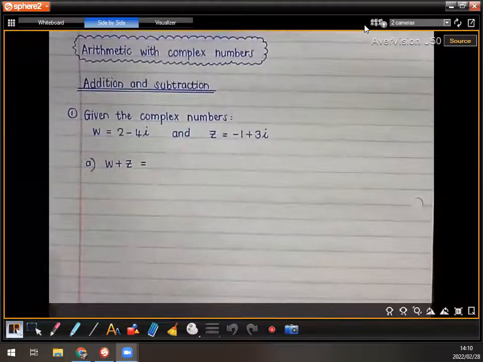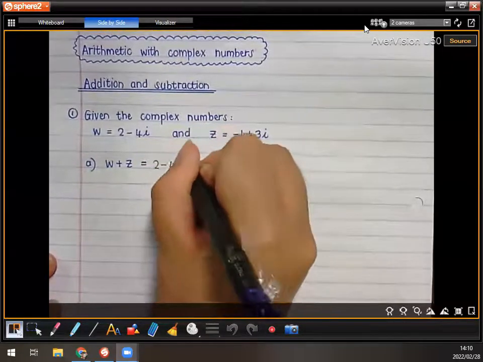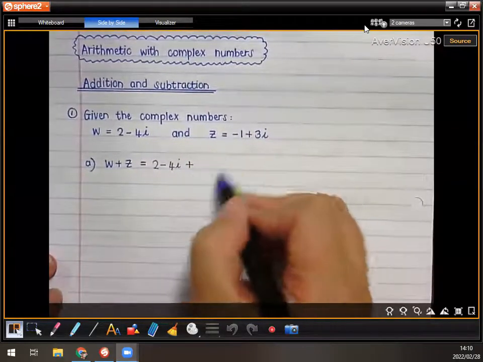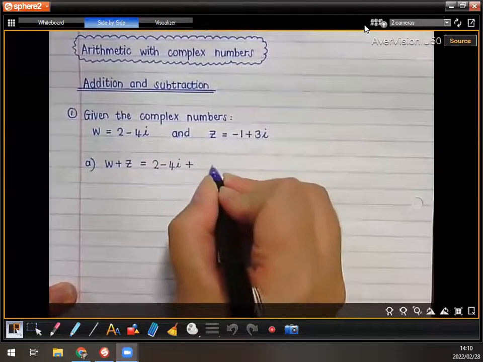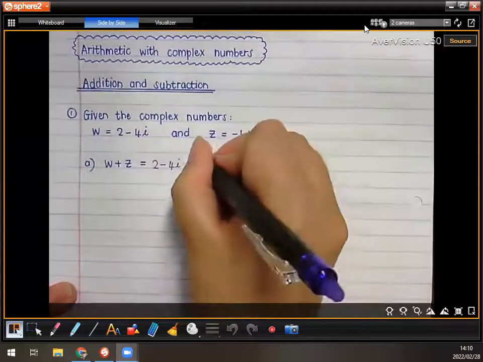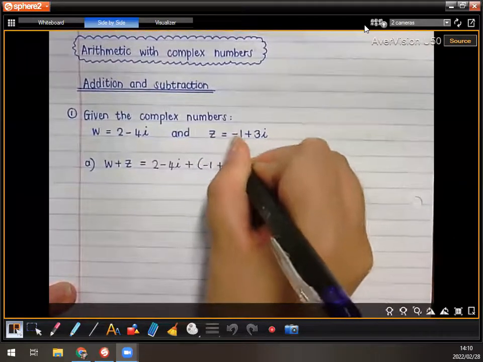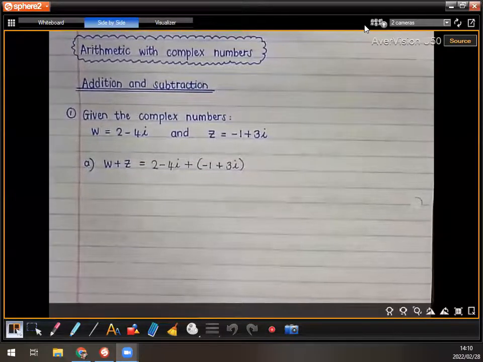Obviously, we're just going to write what W actually is: 2 minus 4i, plus Z, which is negative 1 plus 3i. I'm going to put this in brackets just because there's a plus and a minus in front of it. I suppose you could just write minus 1, but I just don't really like how that looks. It's just nice to have a bracket there to differentiate between the two. But what do you think we're going to do here? It's not a trick question.